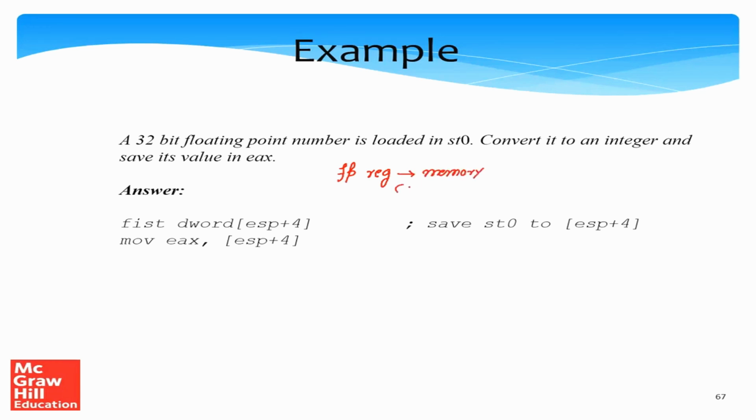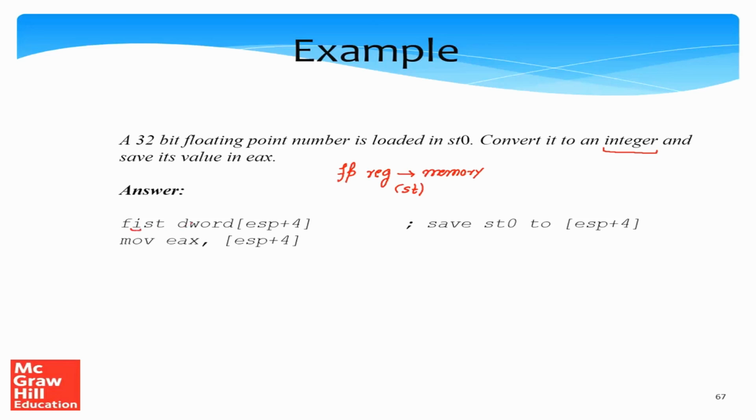So this is a store. So we need to use some variant of the FST instruction, and since conversion to an integer is also there, the instruction that we need to use is FIST, right? FST for store and I for the conversion to integer.